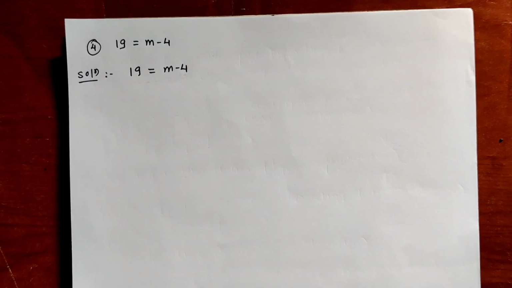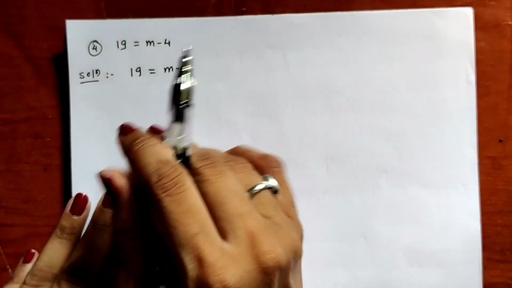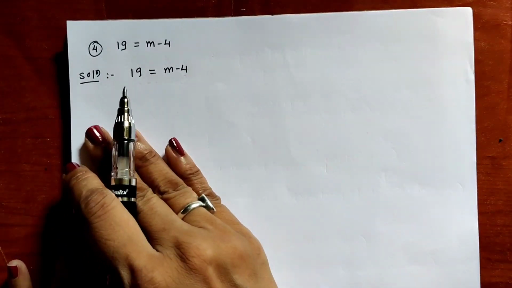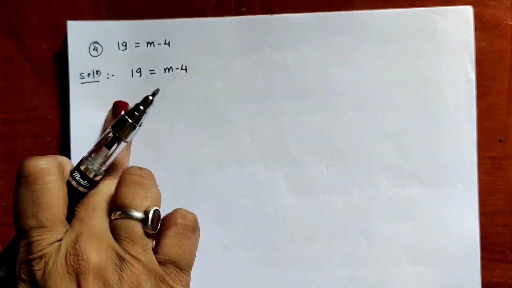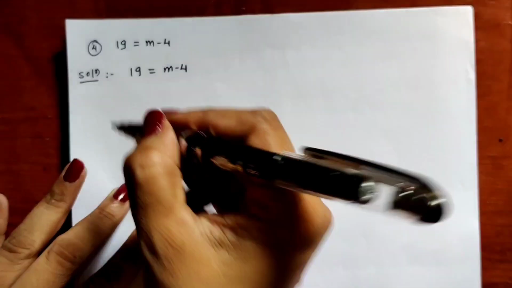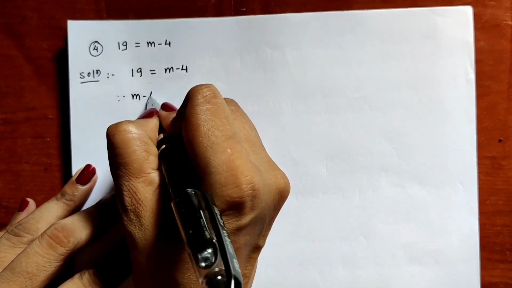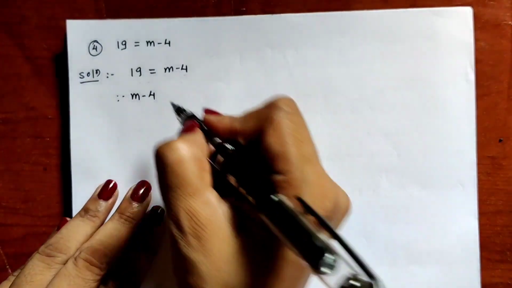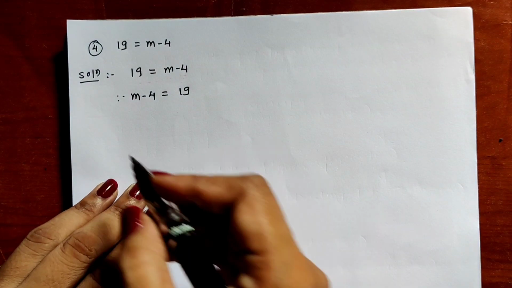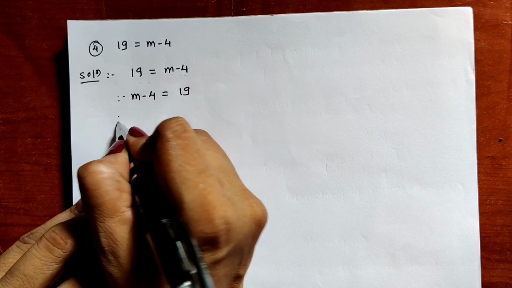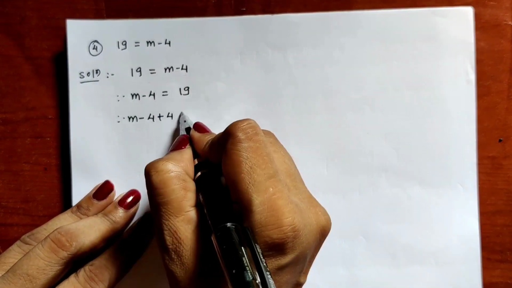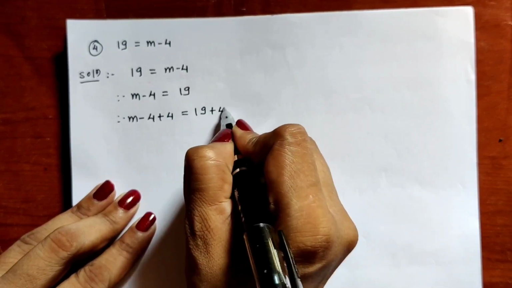In the next sum, 19 is equal to m minus 4. The variable side is on the right hand side. So what I will do, I will exchange the sides. Okay, the right hand side I write on the left, the left hand side I write on the right. So m minus 4 I have written on the left hand side and 19 on the right hand side of the equal to sign. Now minus 4 is there. So what do we have to do? We have to add 4. Adding 4 on the left hand side, adding 4 on the right hand side.